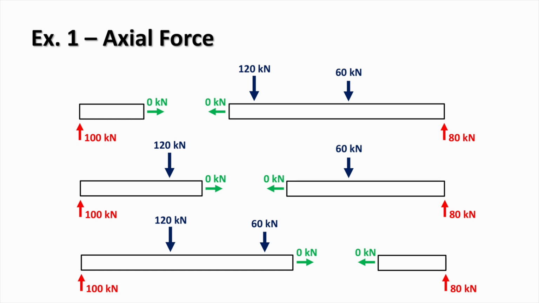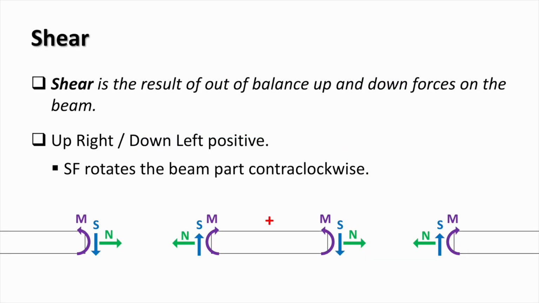This diagram therefore only illustrates the axial force component, and additional internal actions are introduced in the next steps to fully balance the section. In this example, there are no horizontal loads, so the axial force throughout the beam remains zero. We can now introduce the shear force component, noted with S.